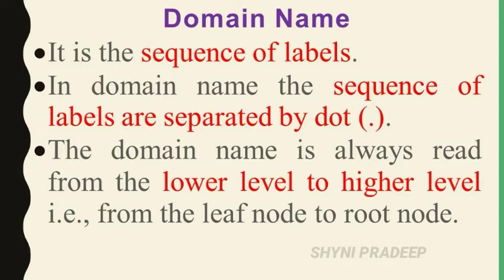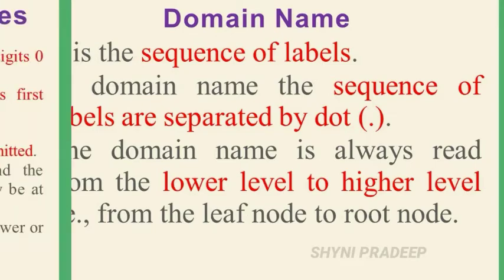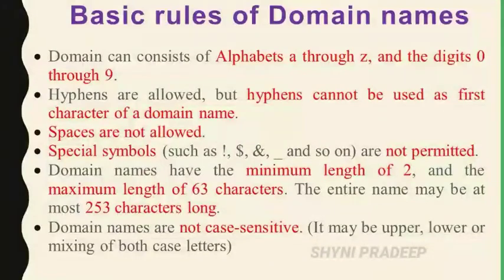The domain name is always read from lower level to higher level, from leaf node to root node. Okay, basic rules of domain names.